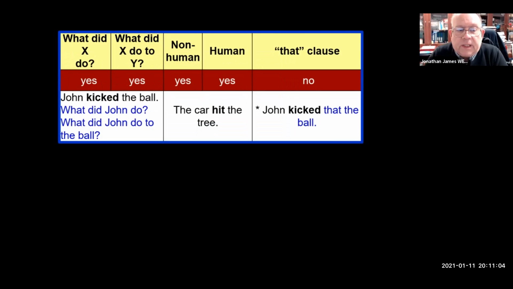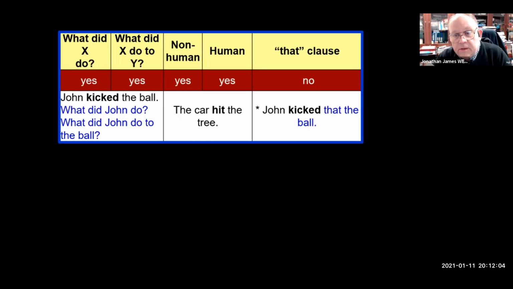Okay, so let's take this one. When I say John kicked the ball, can I say, what did John do? Yes, of course. John kicked the ball. If I said, what did John do to the ball? How would you answer? He kicked it. Okay, I can ask both of these questions. Can the initiator, I shouldn't say the person, the initiator of this action be non-human? In a doing process, yes: the car hit the tree. The car is not human. A human, yes, obviously can be too: John kicked the ball.